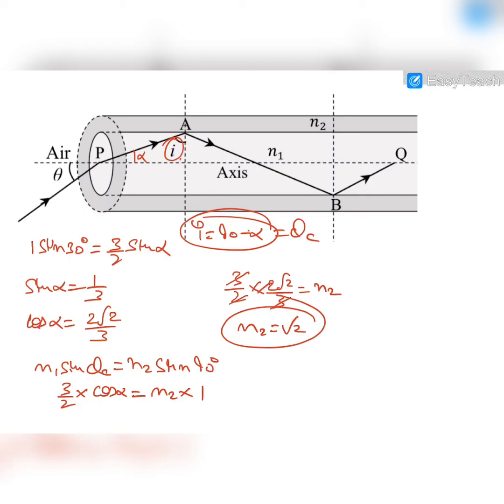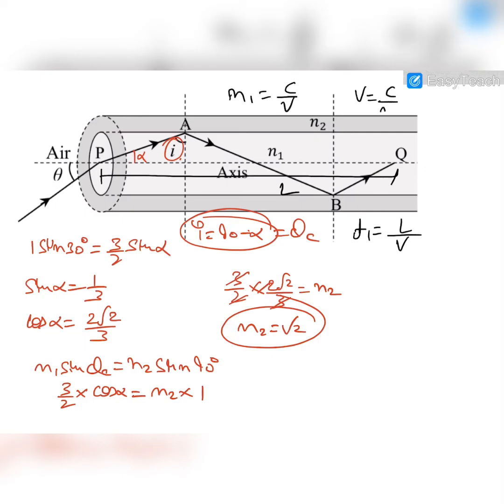Let us use another page, or let us do it here only. So you can see that if this is L, the time t1 taken by the ray traveling in the straight direction will be L by V, and we know that n1 will be equal to C by V. So V is equal to C by n1. So T1 will be equal to L n1 by C. This is the time taken by this ray.